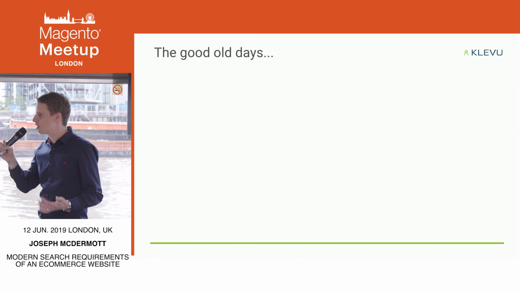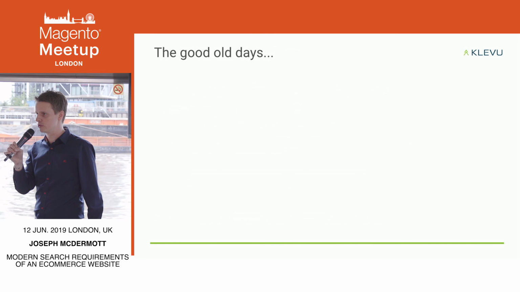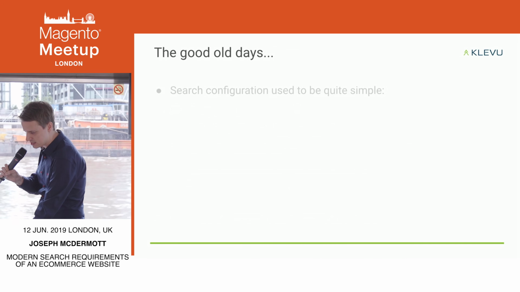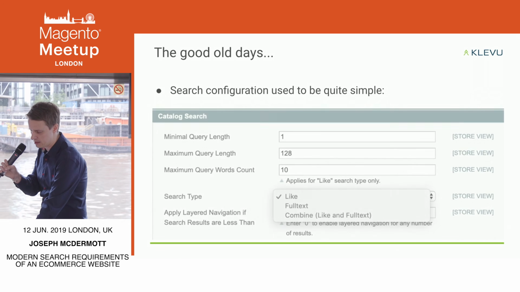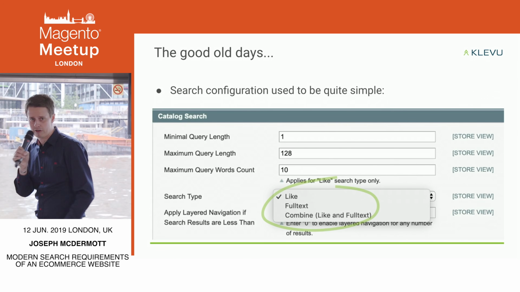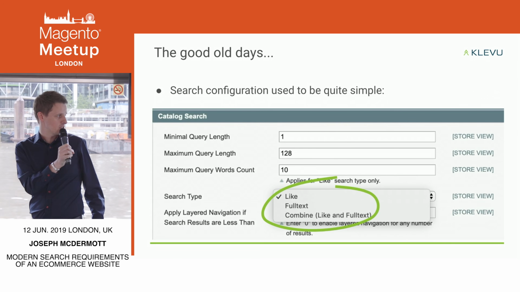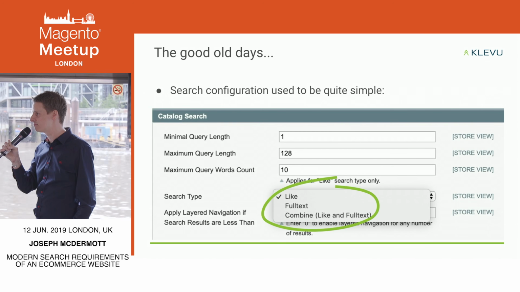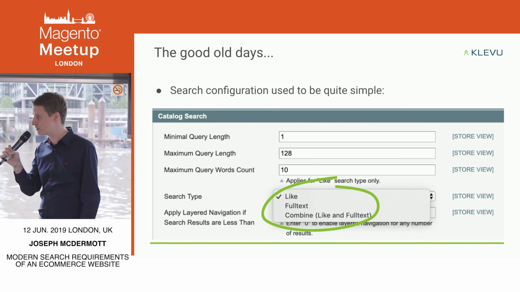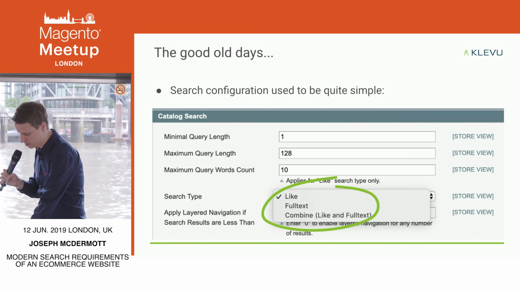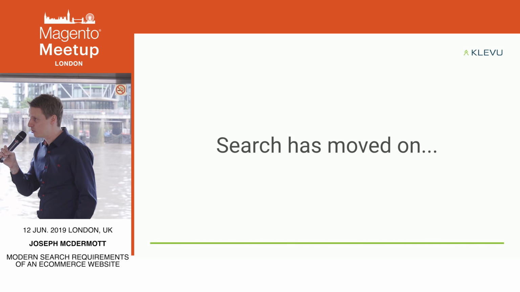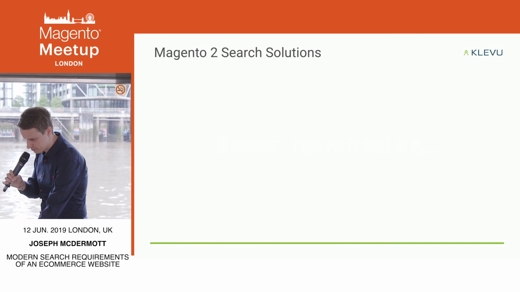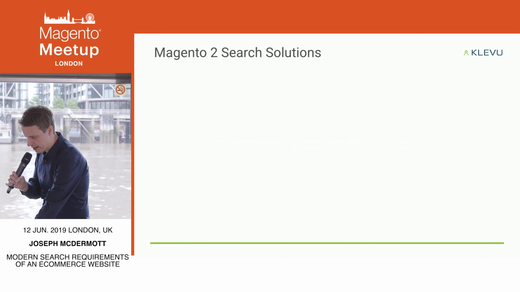Okay, so let's talk about how we actually get a relevant search result with Magento. Back in the good old days, search was very easy. In Magento 1, we had a grand total of 3 options to choose from in search. We had like, full text, or a combination of the two, and that was it. The search was very basic, and that was all you had to use. And search has actually moved on quite a long way now. So let's take a look at what we have in Magento 2.